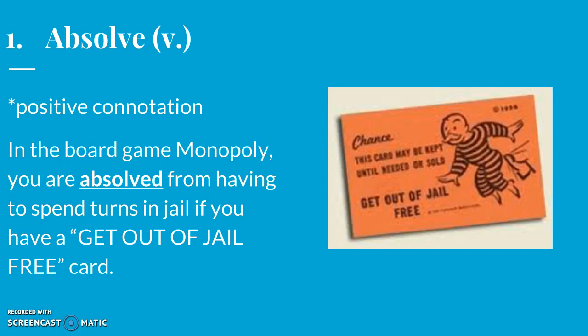So a good example sentence to go with our picture is: in the board game Monopoly, you are absolved from having to spend turns in jail if you have a get out of jail free card.